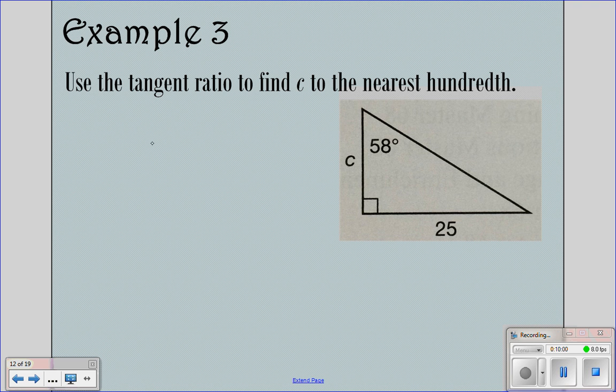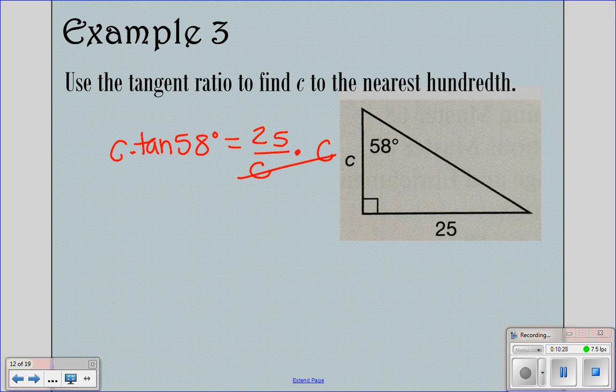So we're going to use the tangent, and our angle that they give us is 58 degrees. So the tangent of 58, tangent is opposite over adjacent. So the side that is opposite this is 25 over the adjacent, which is C. So we have 25 over C. Now at this point, we're going to solve for C. So we multiply both sides by C.